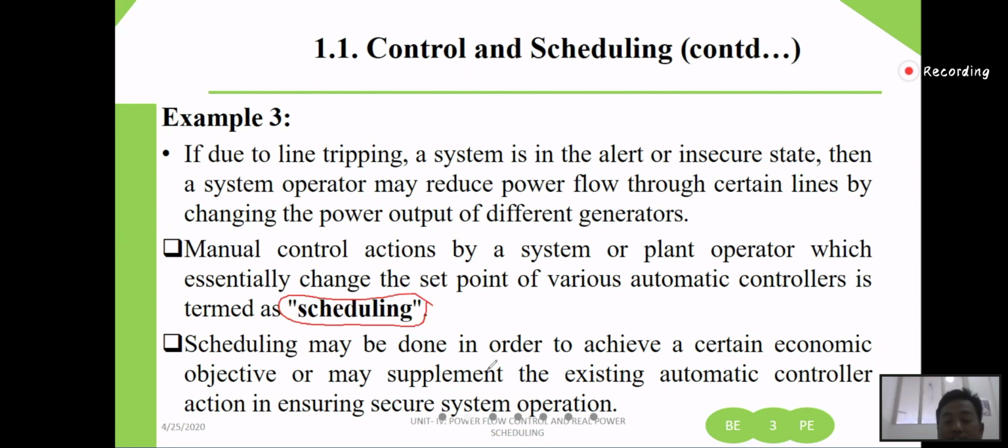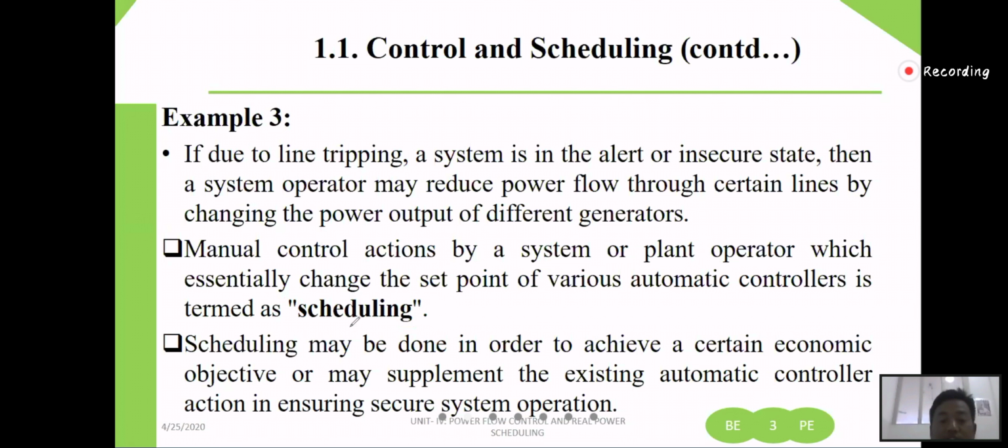Scheduling is actually a manual control action by our system operator or a plant operator, which will change the set point. Just now, for voltage, we said for example 1 per unit is the nominal value, and the operator has the flexibility to change it to 1.02 per unit. This depends on it being within the limit, which is determined by the generator capability curve. This manual setting, which is used in the automatic controller, is known as scheduling. And this scheduling may be done in order to achieve certain economic objectives.